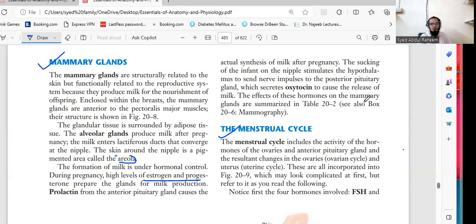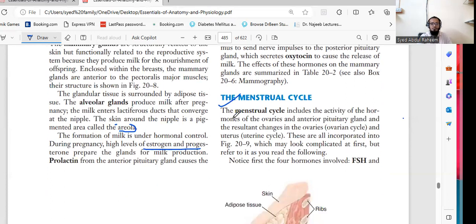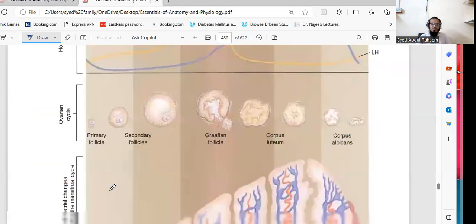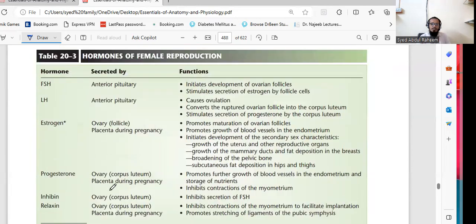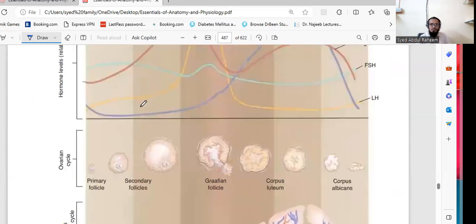The effects of these hormones on the mammary glands are summarized. So which hormones help? Prolactin, oxytocin, progesterone, estrogen. All these hormones work together to produce milk. But one will stimulate, one will produce the milk, one will stop the milk production. We'll discuss all of it in this table, where we have all the reproductive hormones of the female.